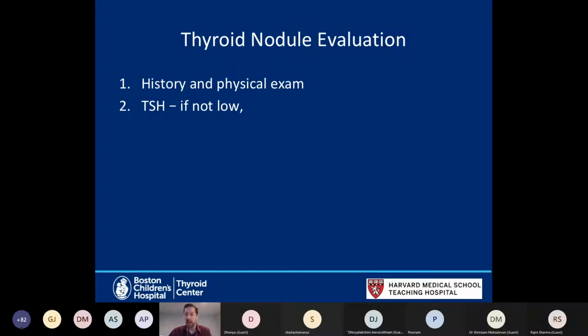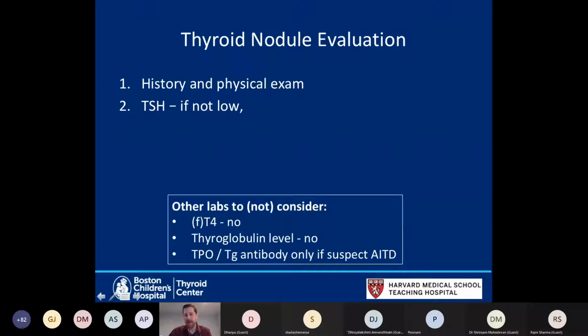If the TSH is not low, then you are not dealing with an autonomous nodule. And I'll just say parenthetically, we see many children who have all kinds of laboratory evaluation for these nodules, which I think don't directly inform the risk of malignancy. So thyroxine levels, although they may help you to learn about thyroid function, are not particularly correlated with malignancy rate if the TSH is normal or high.